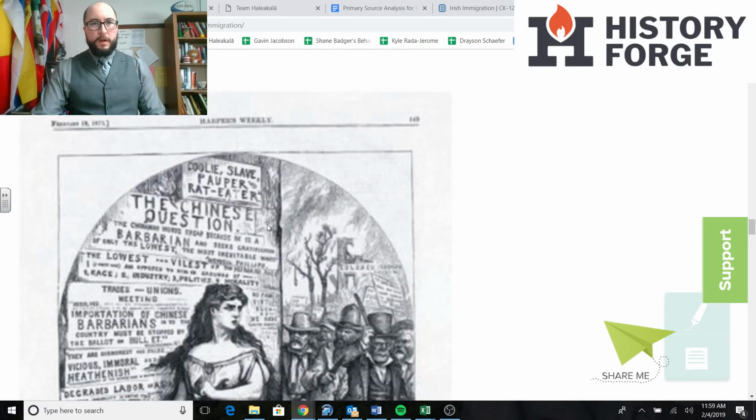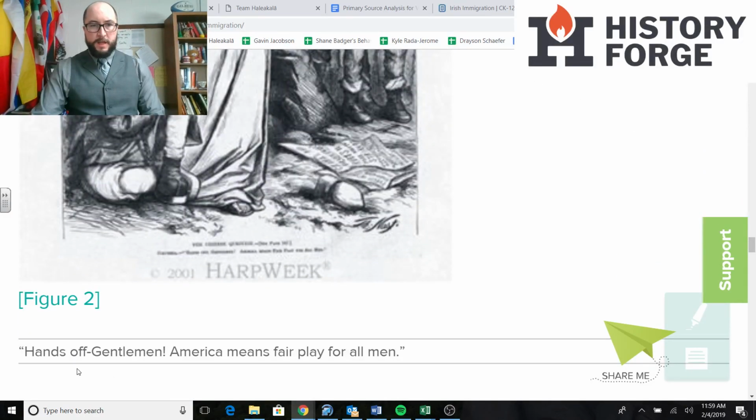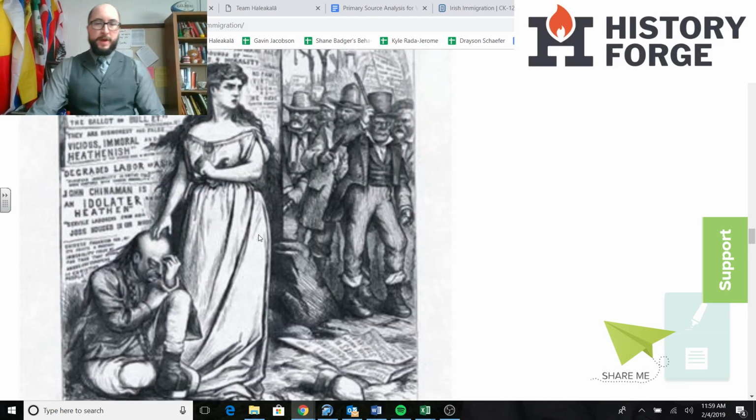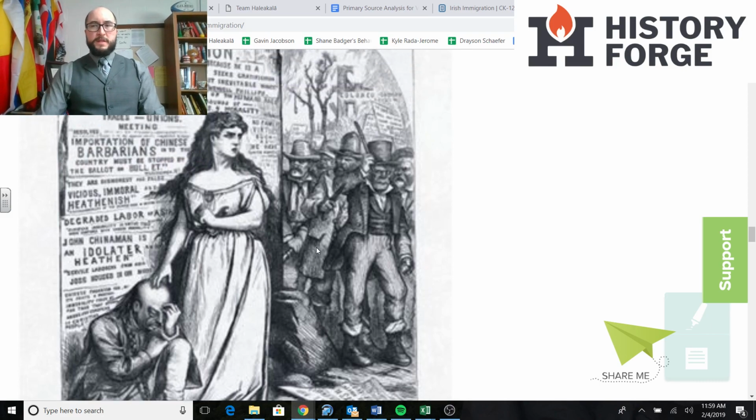quotes. Where is it at? It says, hands off. So this would be right here, this quote. It says, hands off, gentlemen. America means fair play for all men. So here you have this representative of America guarding this Chinaman against these people. And so this is a more positive outlook for race. And Thomas Nast is saying no, this America should be equal for everybody, no matter what your race.